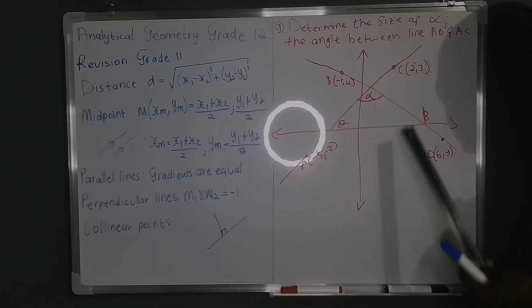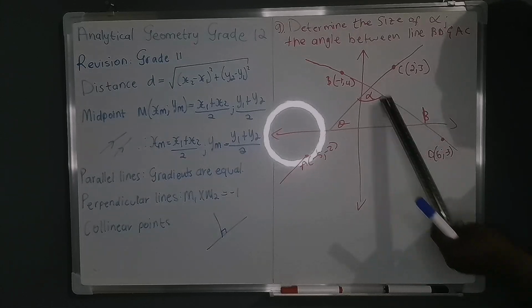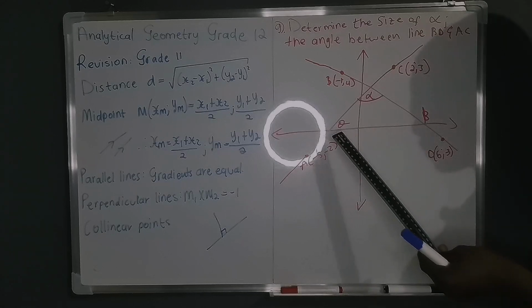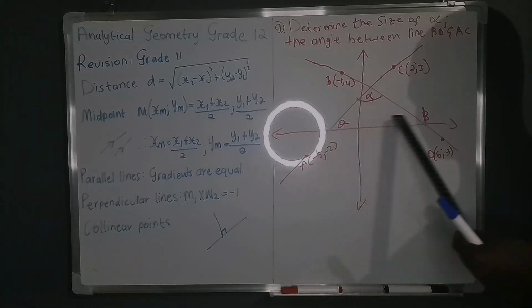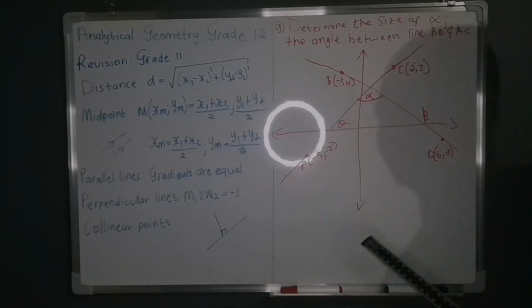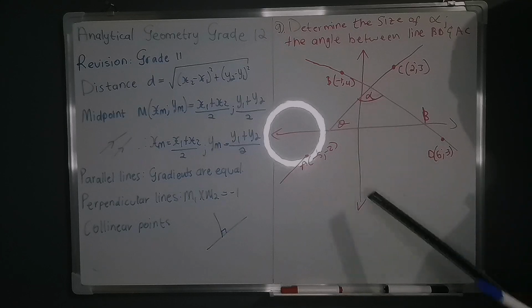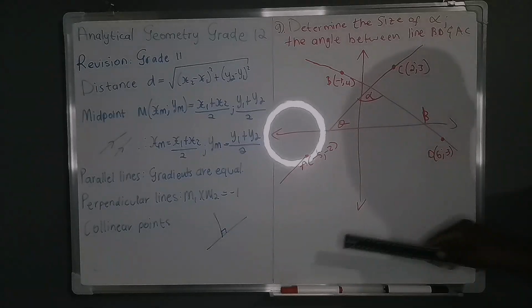Those are coordinates, and we have three angles: beta outside, alpha inside, then theta also inside of a triangle. This triangle, I hope you can see this triangle, guys. Now we want to find this angle alpha here. Very simple, right? How are you going to find alpha?